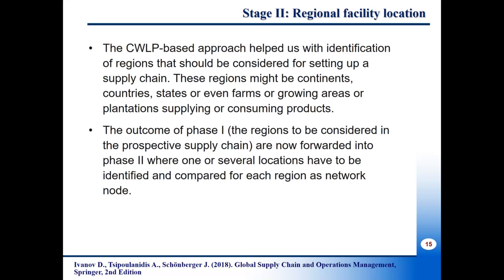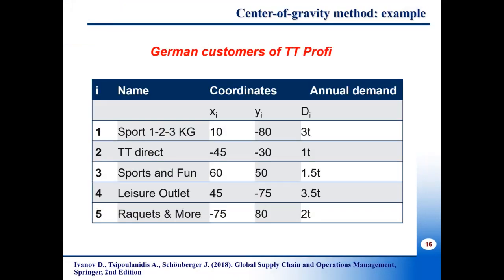Now let's go to the next slide. Let's look at a table in our slide. There are 5 customers of TT Profi from Germany with different locations and demand sizes. Each location is represented by an ordered pair of x and y coordinates. The x and y coordinates of the 5 locations are given in the third and fourth columns of the table.